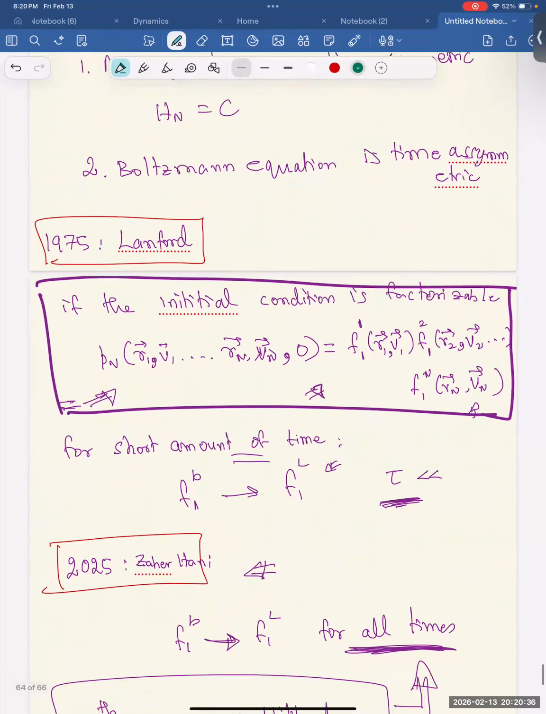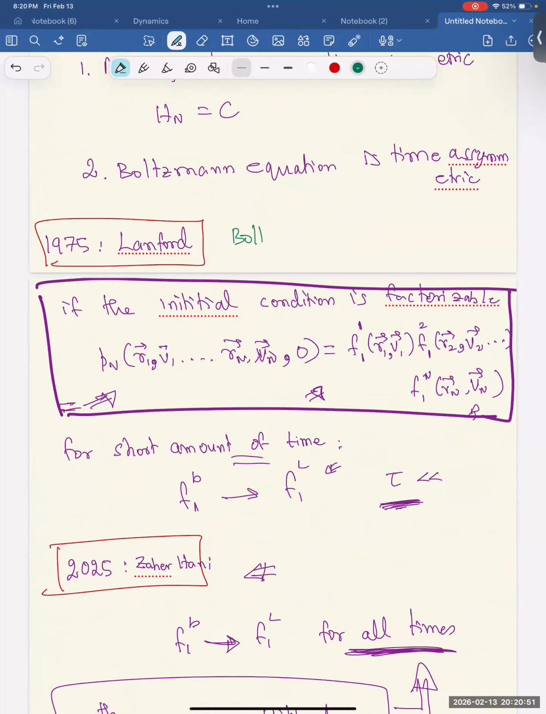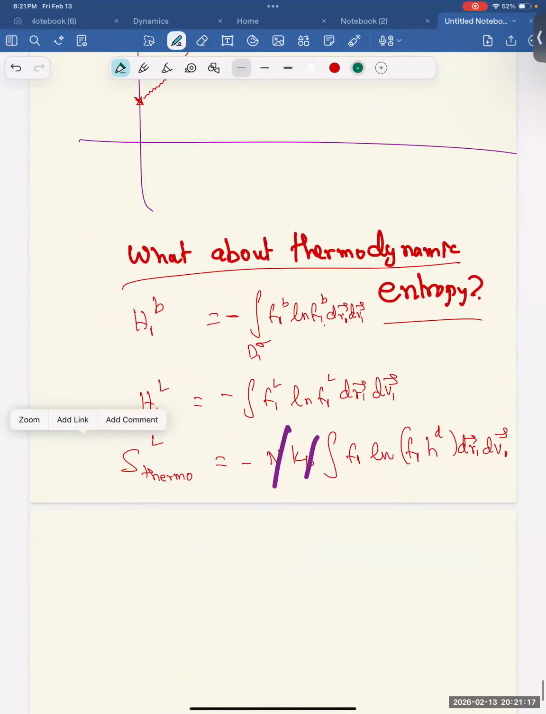Particularly if your initial condition was perfectly uncorrelated, then in the particular Boltzmann-Grad limit, again, I do want to mention this, both of these theorems are in the Boltzmann-Grad limit, both this one as well as this one, and for this particular initial condition. But Lanford is only for very short time, and this is for all time. So that's really what I wanted to say.